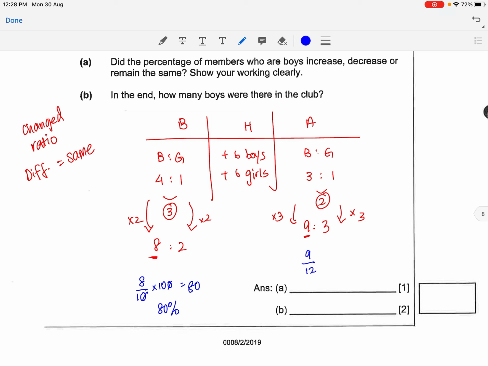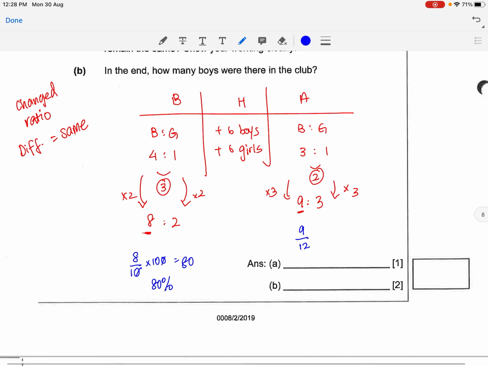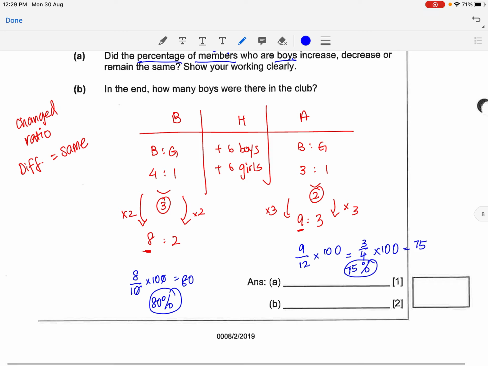Because I have a total of 12, so my percentage of members who are boys, you must remember percentage of something. This will be the denominator, this will be the numerator. So it will be times 100. So 9 out of 12 is 3/4. Times 100, you are going to get 75%. So did the percentage of boys increase or decrease? It actually decreased, because from 80% it went down to 75%. So the first answer for part A is decrease.